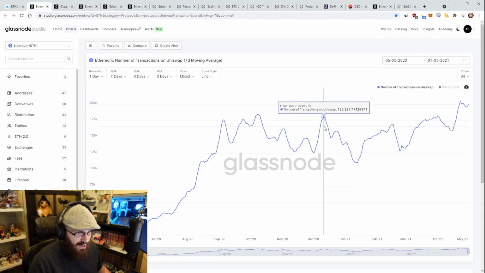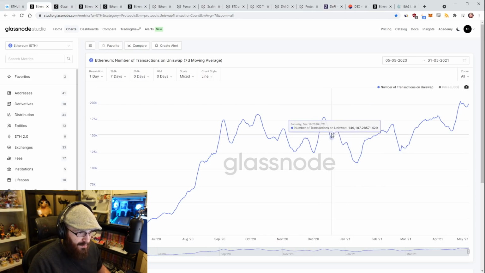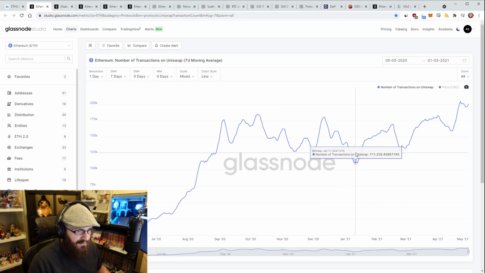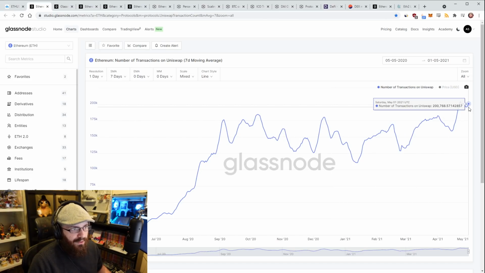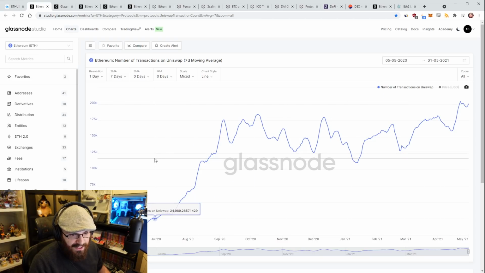During December and January, it seems there was a fall off there. But since then, you've gone back up, and we're at basically all-time highs for number of Uniswap trades per day, which currently is 200,000 trades per day, which is quite crazy. Just to give some context, back on July 1st, it was only at 25,000 trades per day. So really good to see this.